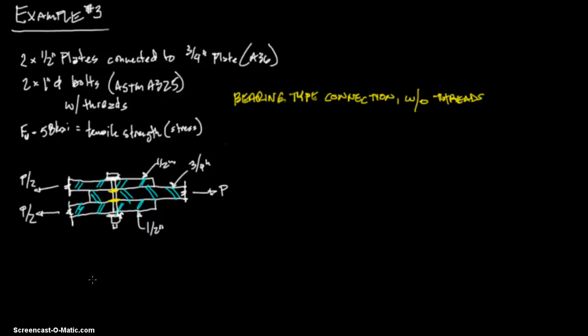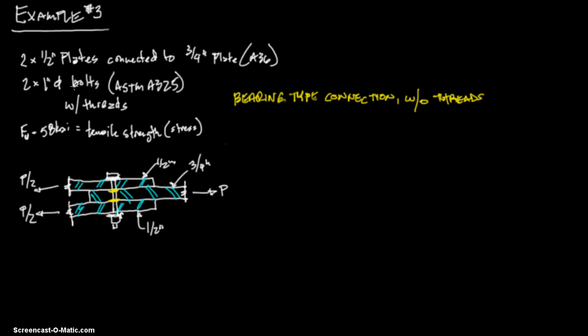Welcome to lesson 7, example number 3. It says, for the connection in example 2, which is what we just did last video, what is the allowable load P if 1-inch diameter bolts conforming to ASTM 307 common bolts are used? So here is exactly what I started with last time, and here we are.